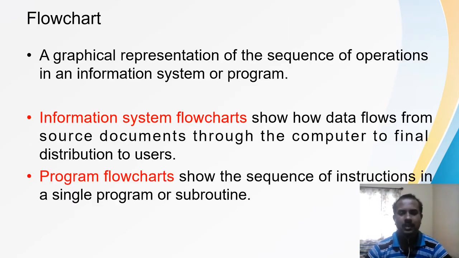Flowchart. A flowchart is a graphical representation of the sequence of operations in an information system or program. So while coming to the flowchart, it is a graphical representation of the operations. It can be an input operation, the starting and ending of the program, or it can be processing, it can be a condition, it can be branching.